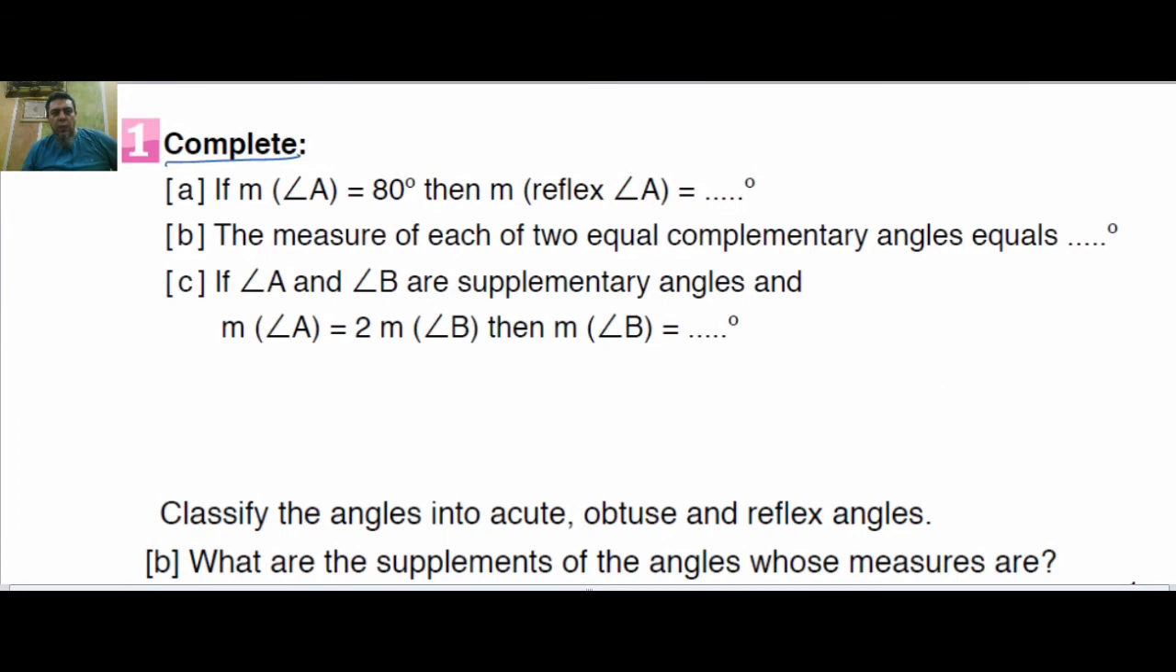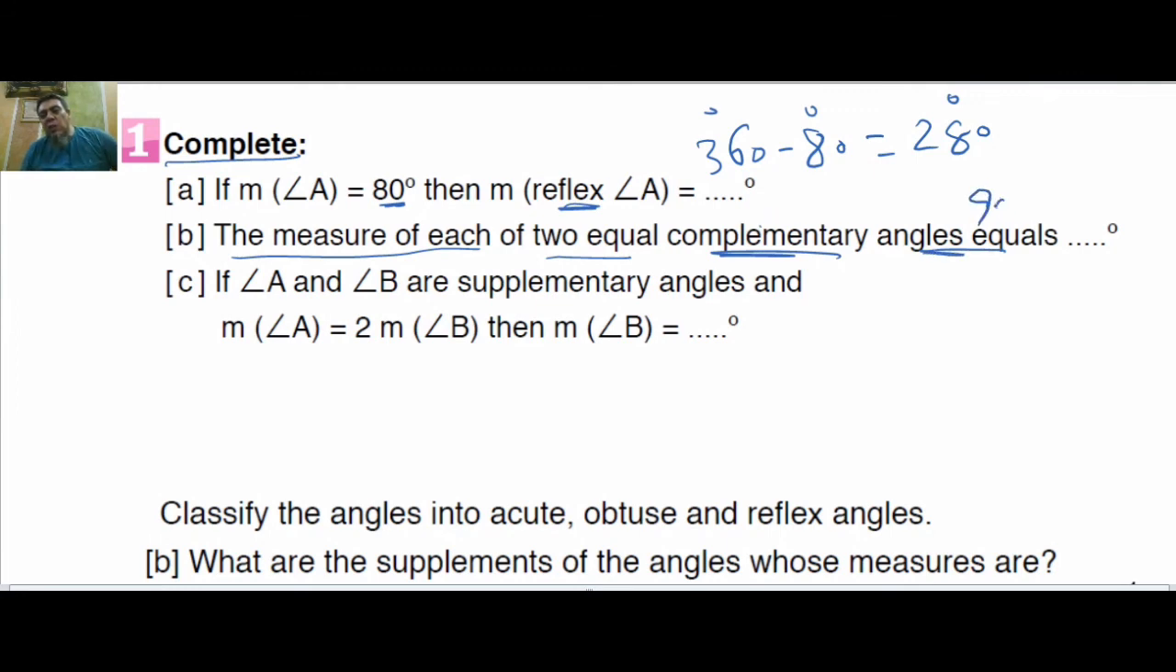Complete. If measure of angle A equals 80 degrees, then the reflex angle equals 360 minus 80, which equals 280 degrees. The measure of each of two equal complementary angles: complementary angles means their sum equals 90. Two equal angles means 90 divided by 2, equals 45 degrees.